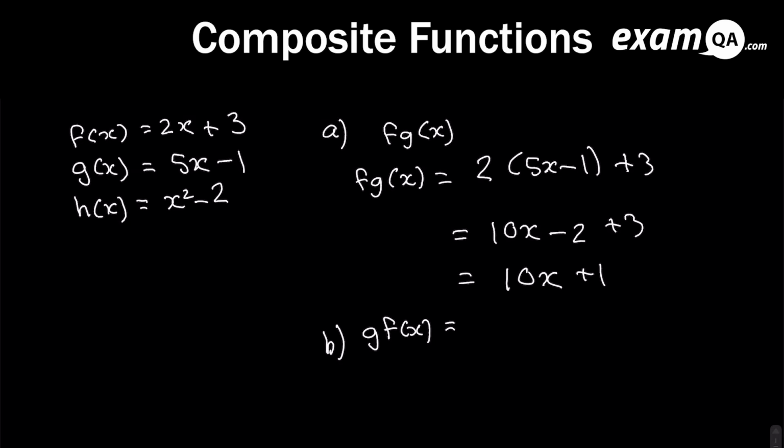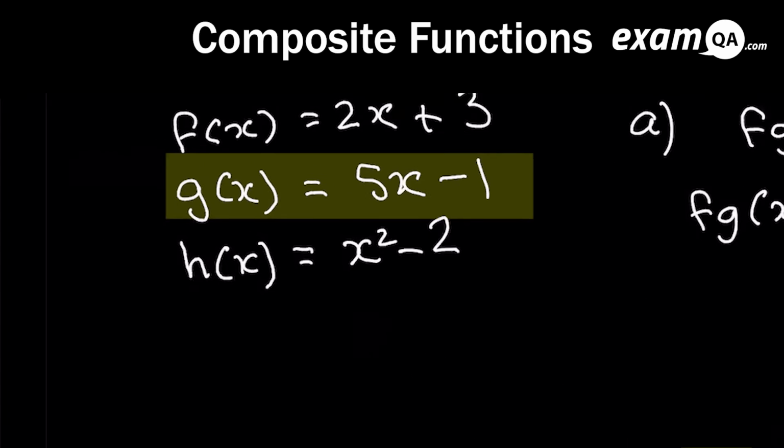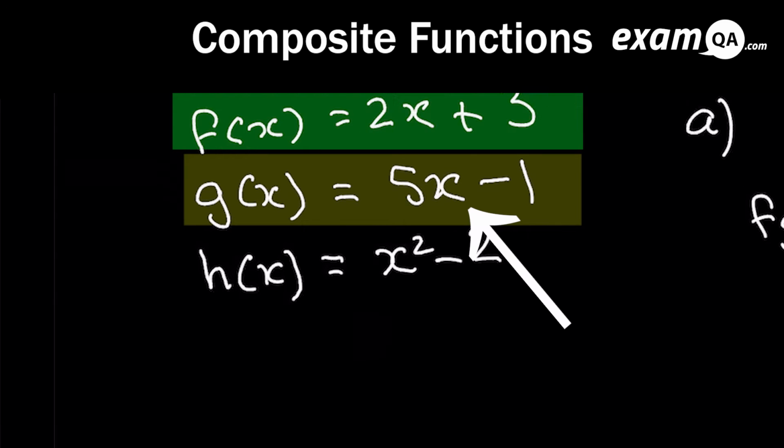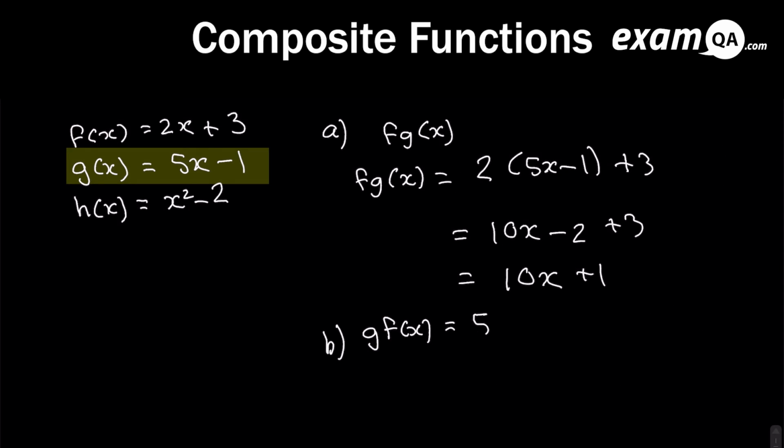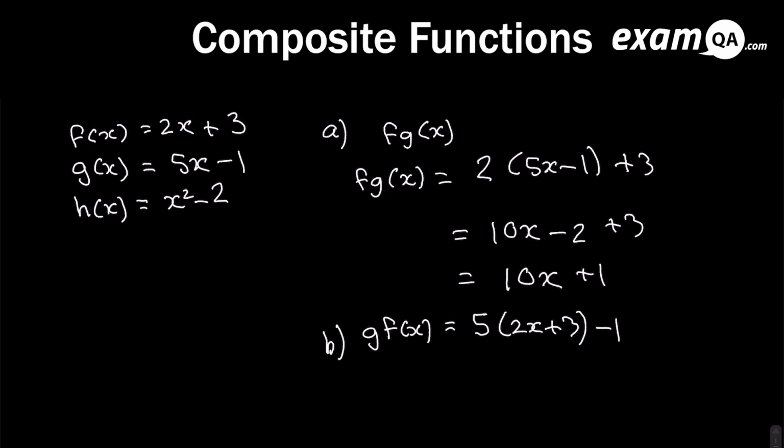Let's try one more. This time we'll try g(f(x)). So this time g comes first. So we're going to start writing the g function out. And again, while we're writing the g function out, whenever we see an x, we're going to throw f into it. So g is 5x minus 1, but we're going to write 5, and instead of x, we're going to put f into it. We'll write 2x plus 3 instead of that x. And we'll just continue writing the g function as we were doing. After that, we just need to expand the brackets and simplify.